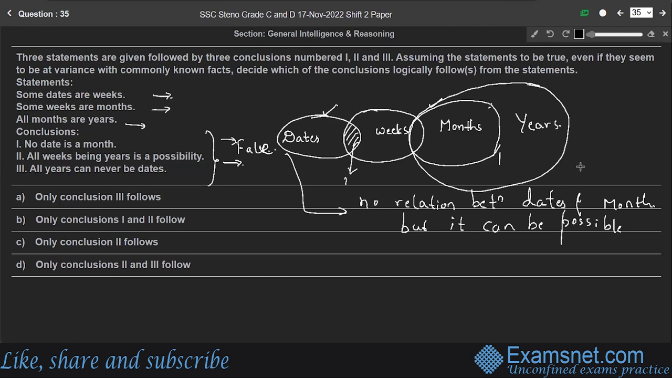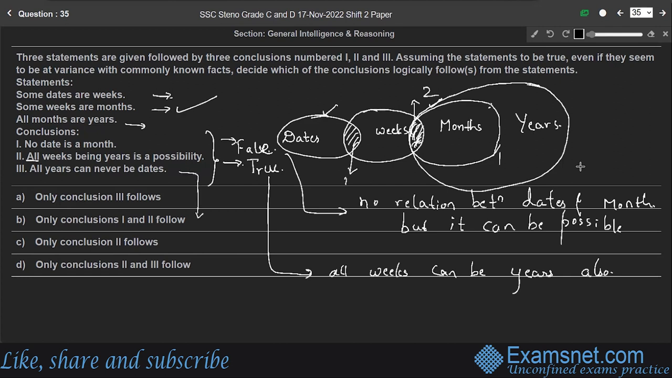Right? So, next one, all weeks being years is a possibility. Right? So, is a possibility means it's a true conclusion, right? Because some weeks are definitely years, right? So, this portion, some weeks are definitely years, because of statement 2, the second statement. So, all weeks can be years also, right? Therefore, the second conclusion is true, right? The reason is all weeks can be years also.